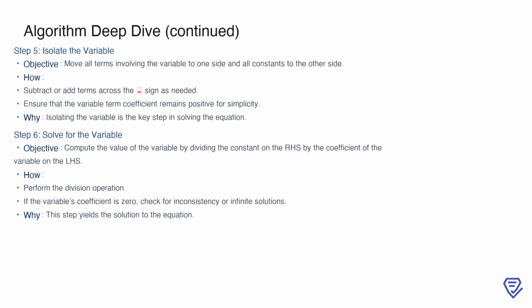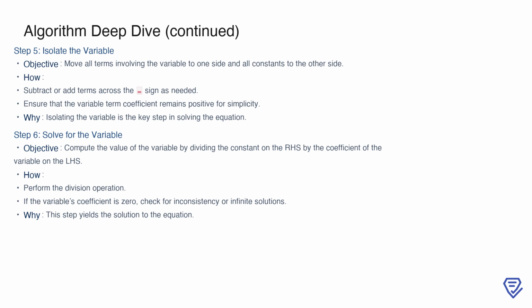With the terms simplified, the next goal is to isolate the variable. This involves moving all terms that contain the variable to one side of the equation and all constants to the other side. For example, if the LHS has 2x and the RHS has 7, we might subtract or add terms across the equal sign until the variable term is alone on one side. It's also helpful to ensure the coefficient of the variable remains positive, as this keeps the calculations simpler.